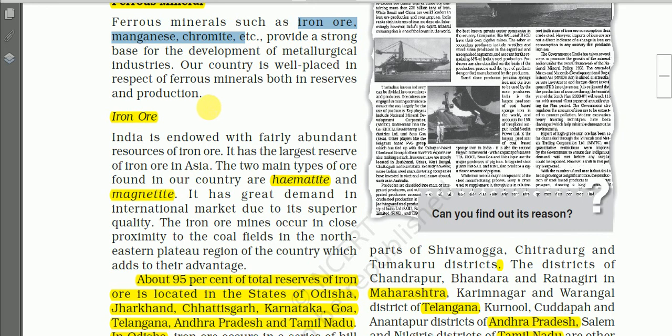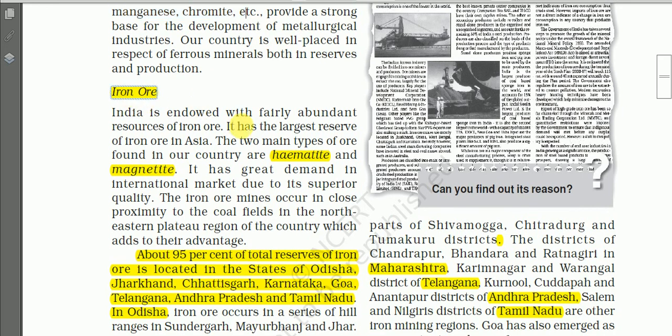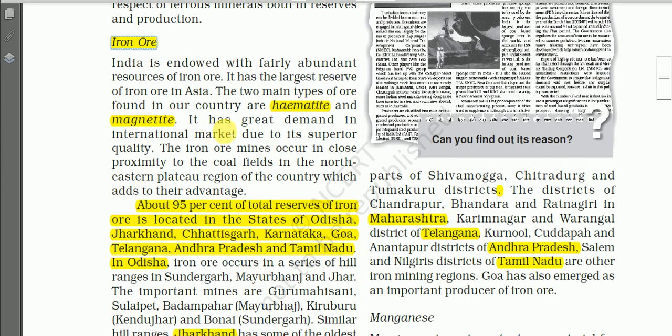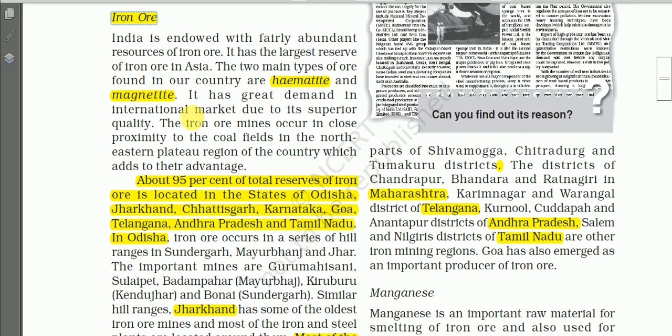Now let us discuss iron ore. Uses of iron, I need not mention. This is the backbone of a country. Industrial development totally depends on the iron and steel industry. So iron ore is the most important mineral of a country. And in India we have two main types of iron ore, hematite and magnetite.